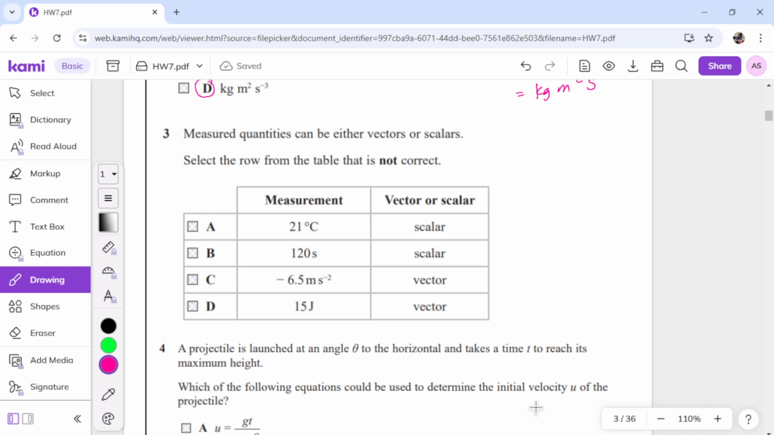Measured quantities can be either vector or scalar. Select the row from the table that is not correct. So temperature, scalar, right. Second, scalar, time is a scalar quantity, yes. Meter per second squared means acceleration is a vector, correct. Joule, which is energy. Energy is a scalar, not a vector, so this is incorrect, so I will choose D.